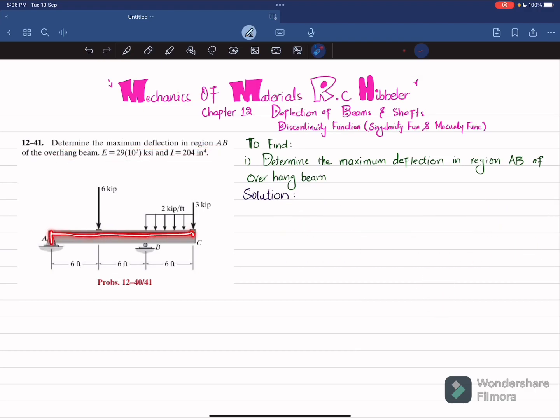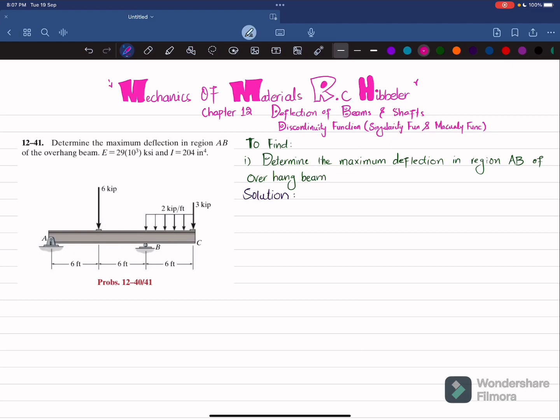You can see this is an overhang beam acted upon by a load of 6 kips at a distance of 6 feet from point A, and there is a uniformly distributed load from B to C of 2 kips per foot. At point C we have a 3 kips load. Due to this loading, the beam will bend like this. You have to find the maximum deflection in region AB. So let's start with the solution.